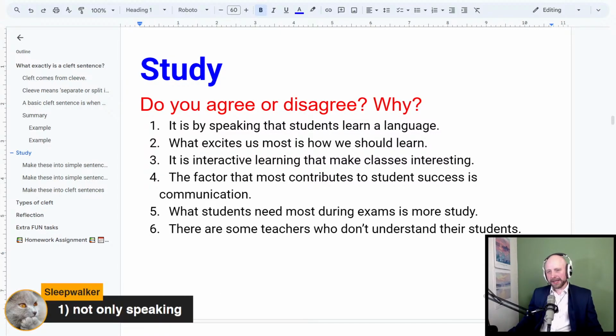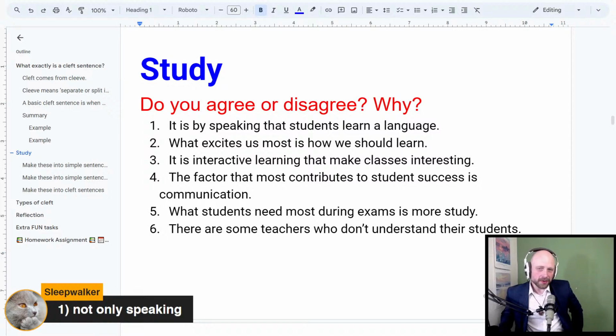Sleepwalker says not only speaking. What else can you do to learn a language? Sleepwalker. Answers on a postcard.